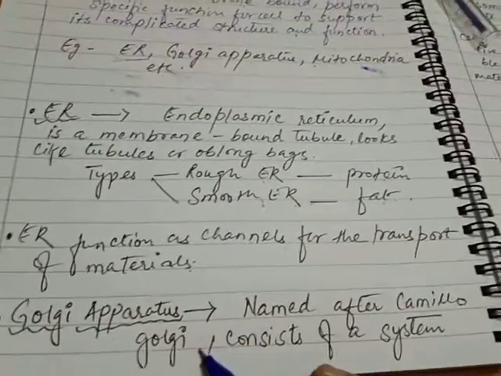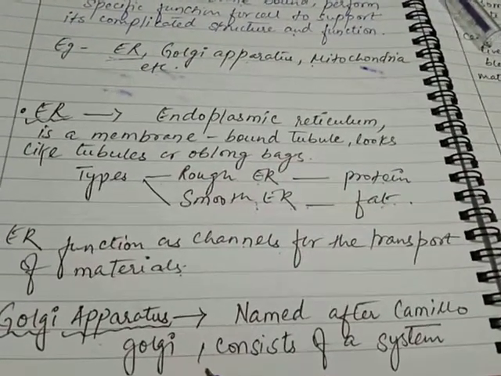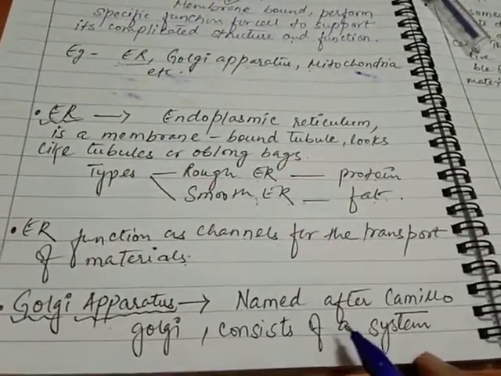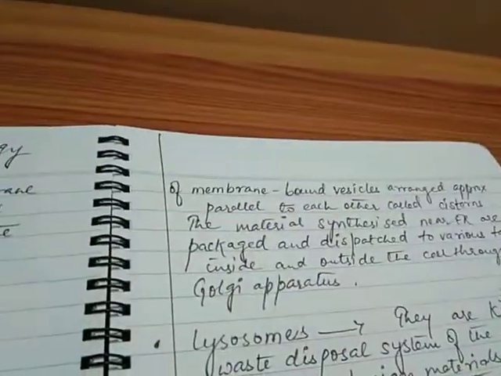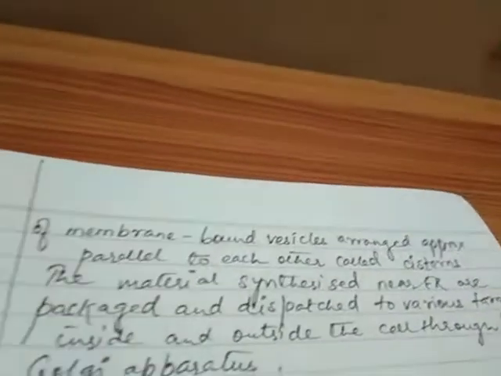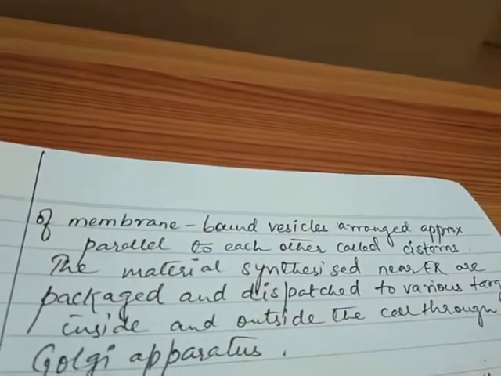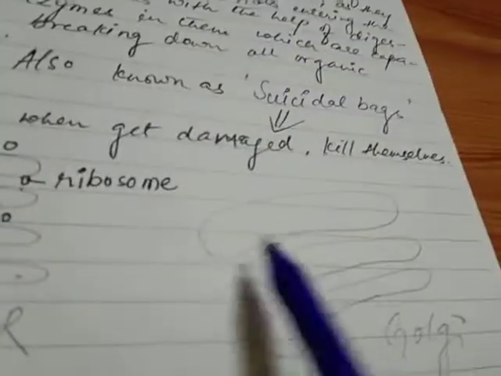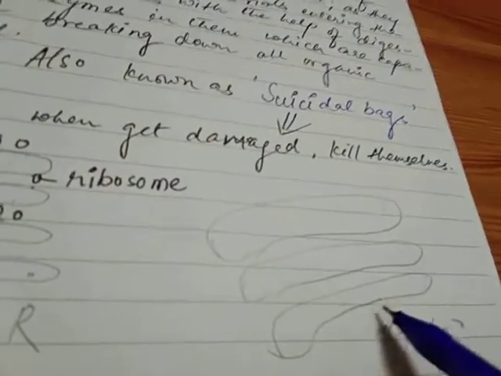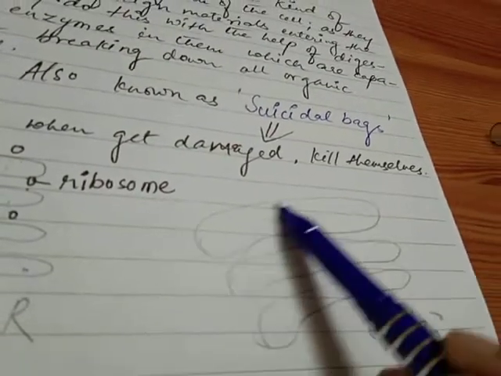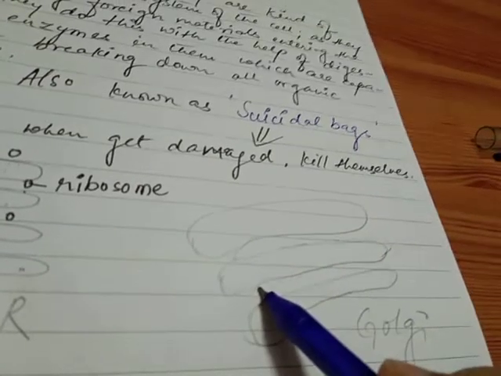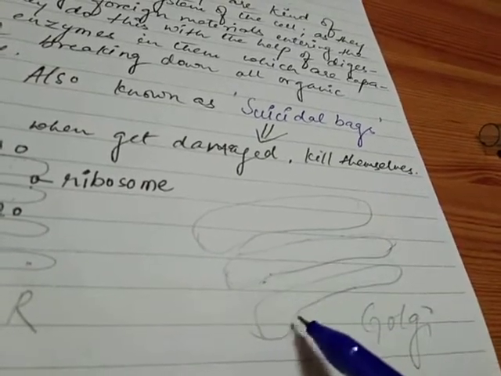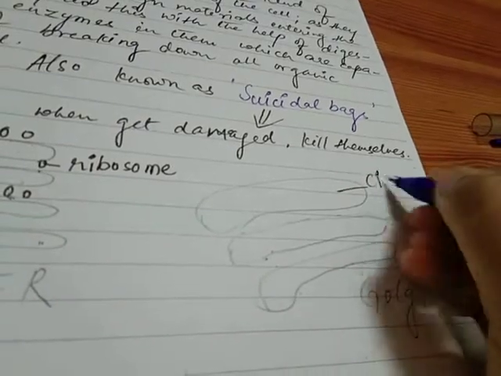Named after Camillo Golgi, who was the discoverer of this cell organelle, it contains a system of membrane-bound vesicles arranged approximately parallel to each other called cisterns. To understand this point, let's see the figure again. This is the structure of the Golgi apparatus. The Golgi apparatus is also a membrane-bound structure. It is also enclosed within membrane. And each of these membrane-bound structures is known as a cistern.